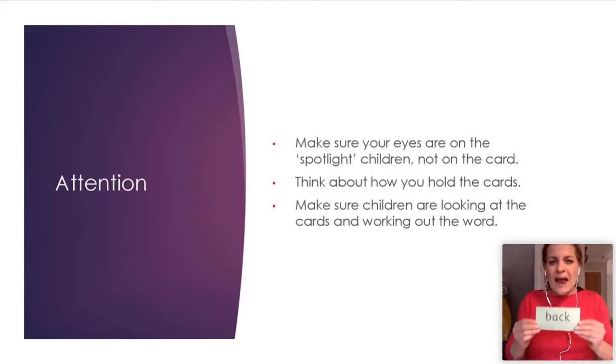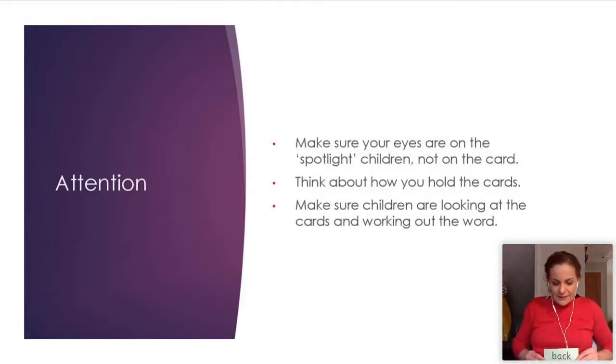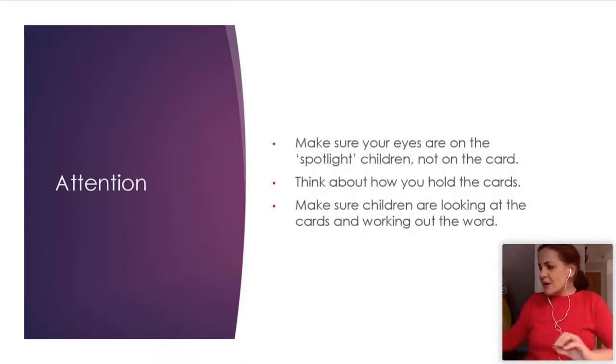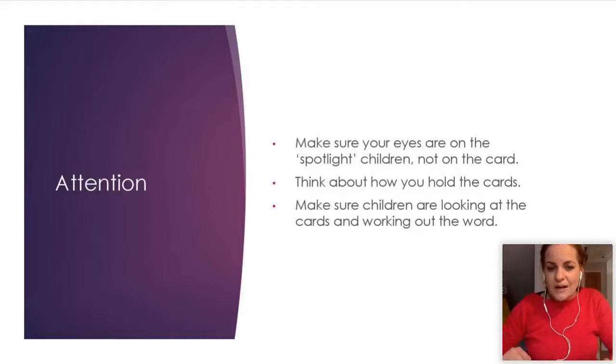Think about as well how we hold the cards. So if they're in front of us here, if they're too low down in our lap, can they see them if we're moving them around? Think about the eye line of those children depending on your position in the room. And also make sure that the children are looking at those words. They're not getting distracted around the room and just shouting out what they hear their peers shout out.